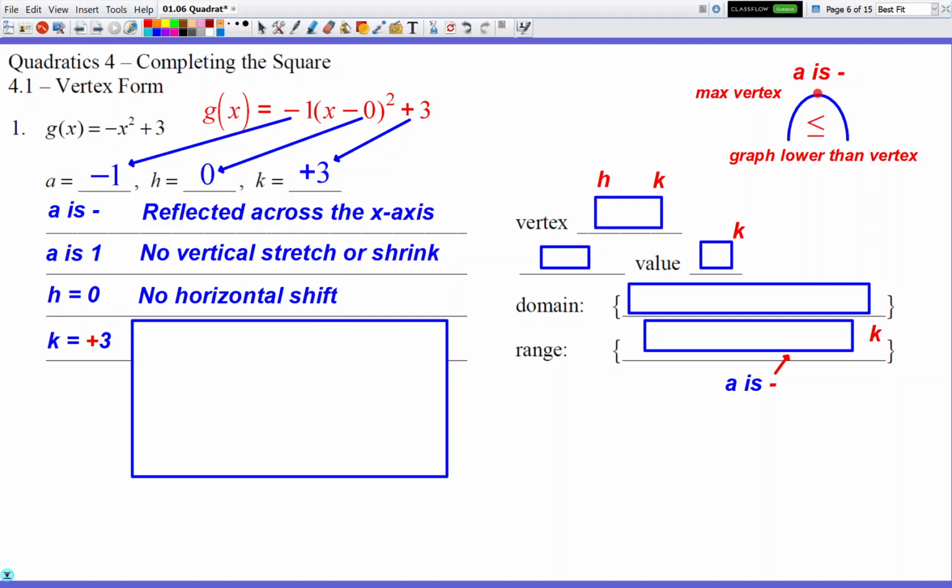Okay, K value as well, same 3 options, except we're just going to change the word and not say horizontal, but we're going to say vertical. So your option for this last line is either going to be vertical shift up, blank units; vertical shift down, blank units; or no vertical shift.